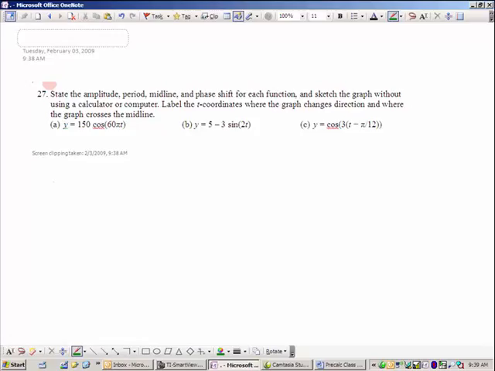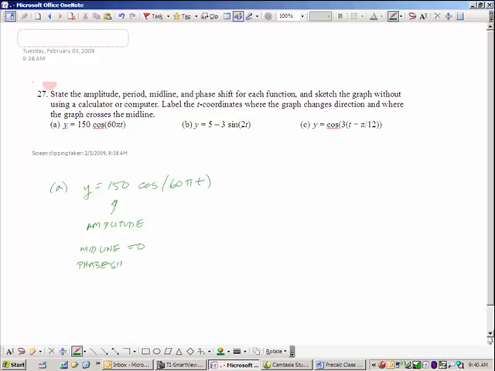All right, so let's take a look at A. What can you tell me about y equals 150 cosine 60 pi t? Give me something. Rafi. There's the amplitude for you. Rafi, call someone to tell me something else.